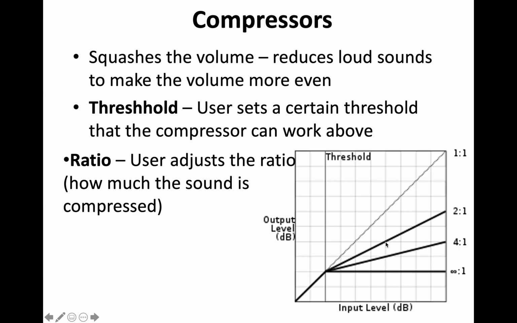So it's squashing it down at a ratio of 2:1. 4:1 means that you'd have to go up 4 squares on input level, and that would only go up 1 square on output level, so it's squashing it down at a rate of 4:1. Or this last line here, which means that essentially the volume cannot get any higher than that. So your input level can get higher and higher, but the output level is not going to get any higher. Whatever that decibel number is there, it's not going to exceed that at all.